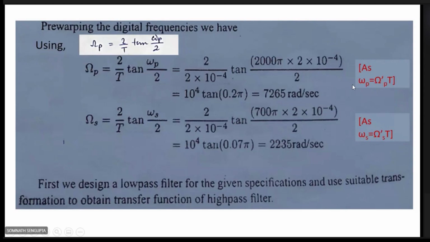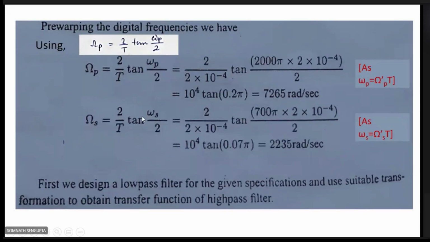Once it is converted into digital frequency, then the required analog frequency will be given by this formula, 2 by T tan(omega p by 2). So omega p dash is changed to omega pre-warp, pre-warped from omega p. Then likewise we do for the stop band frequency.